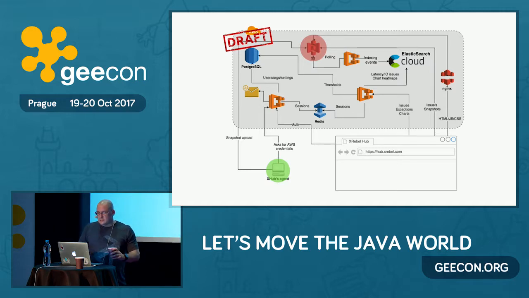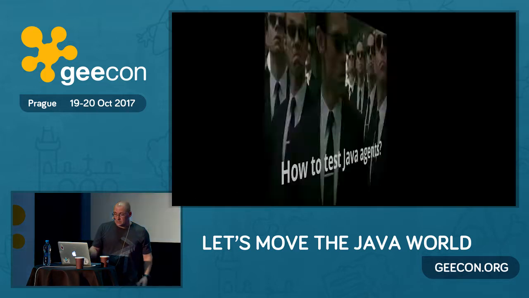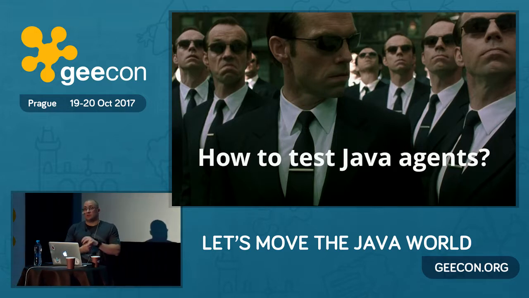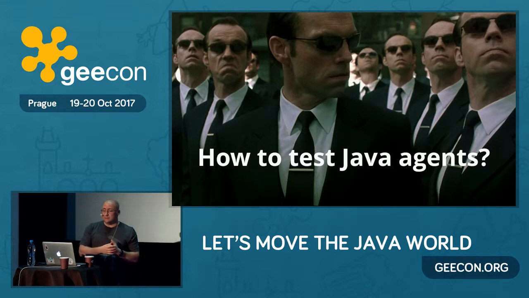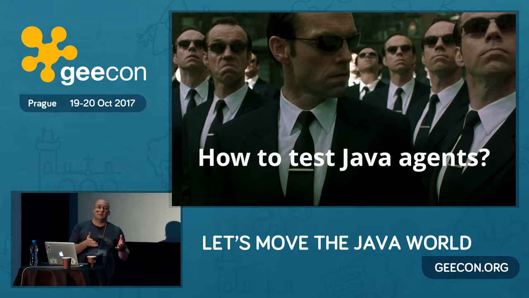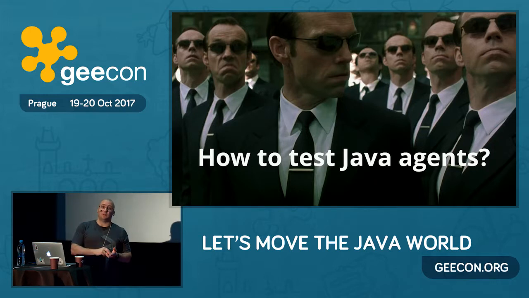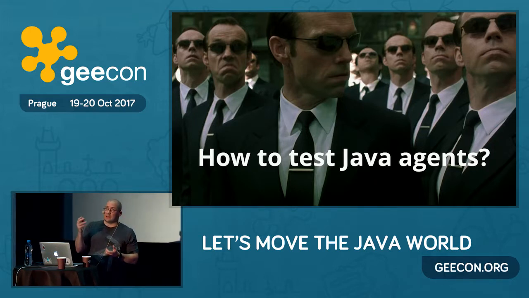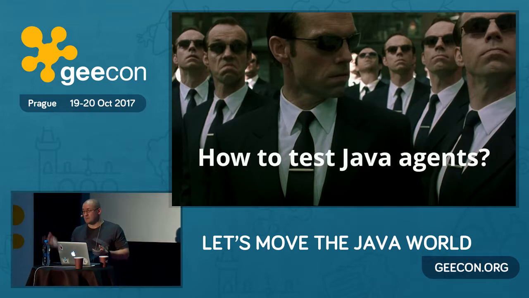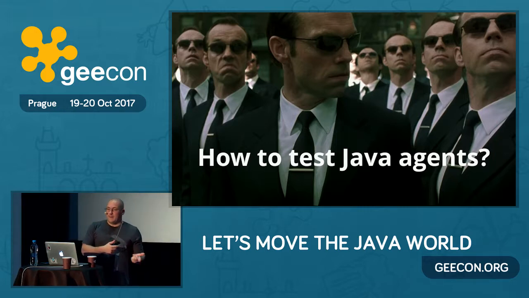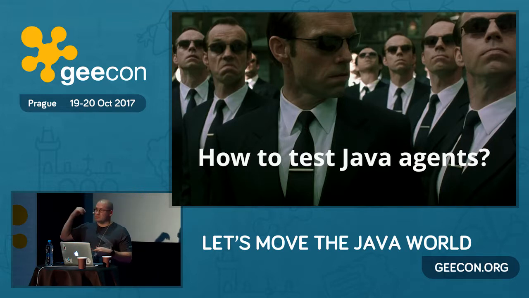So this agent is a little bit tricky to test. How do you test the agent? First of all, you have to think about what functionality the agent provides, and what it has to do in order to implement that. At the start, it intercepts all the classes that are being loaded into the JVM and adds new behavior there. For instance, it can instrument the database driver in order to measure how much time it takes to execute a query, or how much time it takes to execute an external HTTP request, and so on.